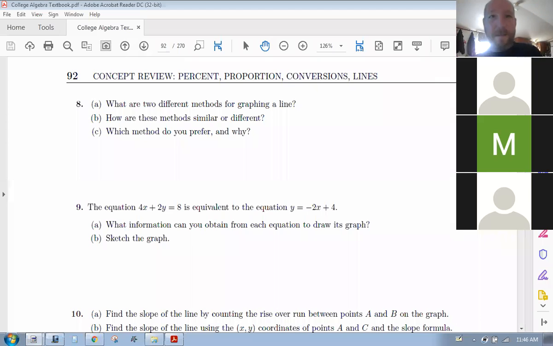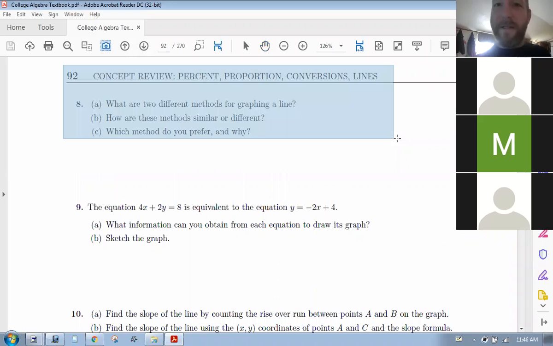All right, class. Let's keep going here. Page 92.